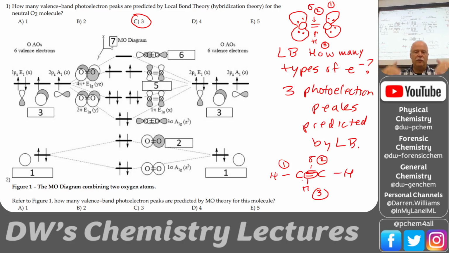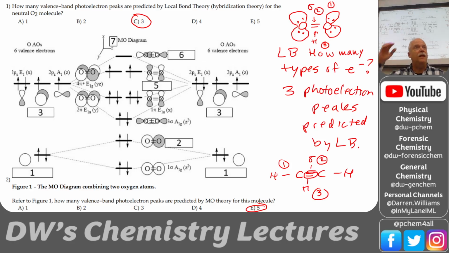So if localized bond theory were true, we'd get 3 peaks out of acetylene, and we'd get 3 peaks out of oxygen. But here's the molecular orbital diagram for oxygen. How many peaks would we get out of this? You just count up the occupied orbitals. So 1, 2, 3, 4, 5. So 5 photoelectron peaks are predicted by the MO theory for oxygen. Very different results. And you can go to the spectrum and see, is it 3 or is it 5? And you see that it's 5.